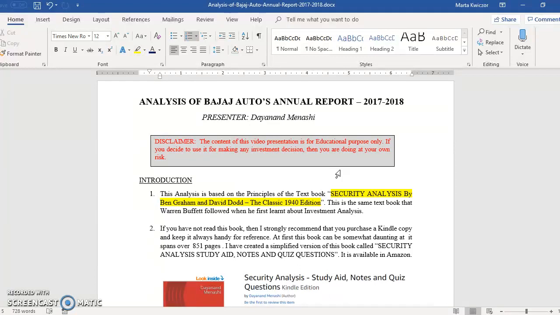Today, we are going to analyze Bajaj Auto's annual report. This is the second company I'm analyzing. Previously I analyzed Hero Motors. So, today we are analyzing Bajaj Auto.